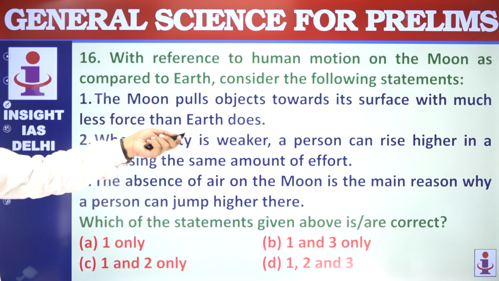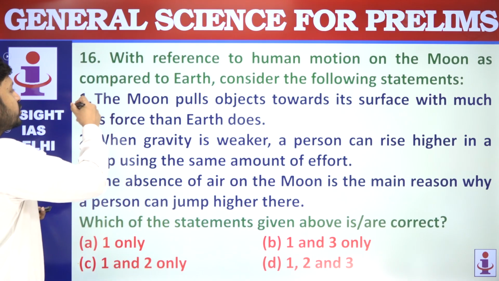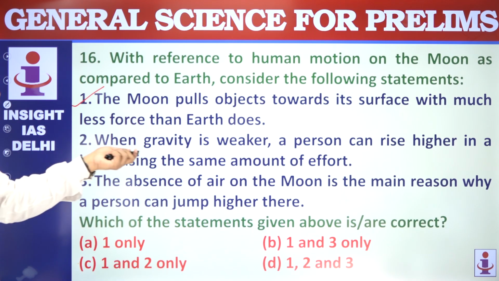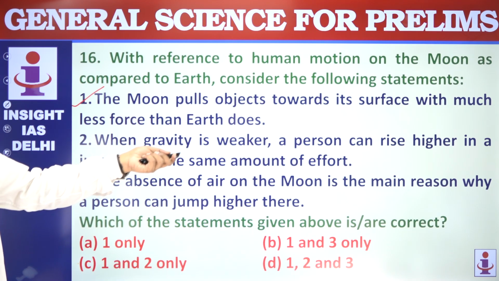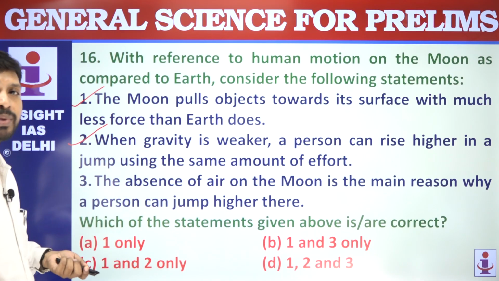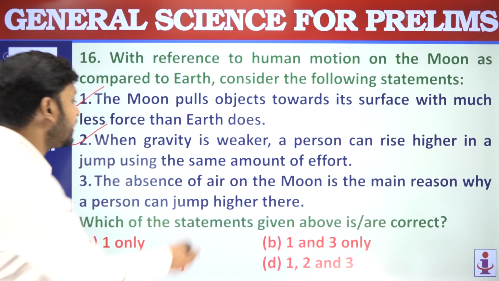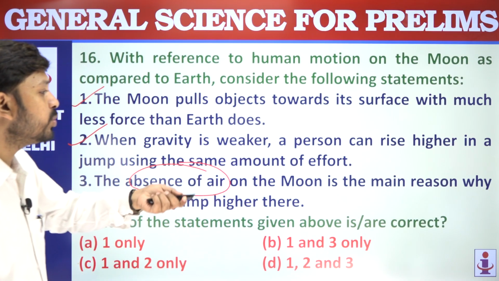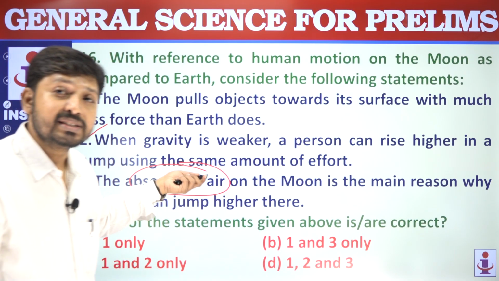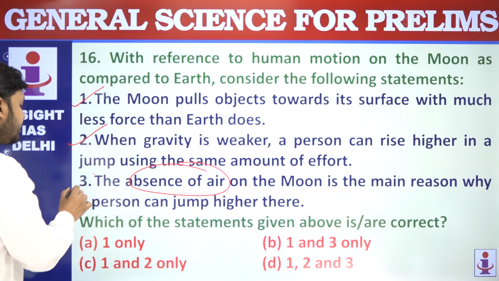The moon pulls objects towards its surface with much less force than the earth does, right? This is true, because of less gravitational pull. When the gravity is weaker, a person can rise higher in a jump using the same amount of effort. These are also true statements, right? Less gravity, so they can jump easily. The absence of air on the moon is the main reason a person can jump to a higher height. No, the reason is less gravitational pull. That's why they jump. So this statement will be wrong.